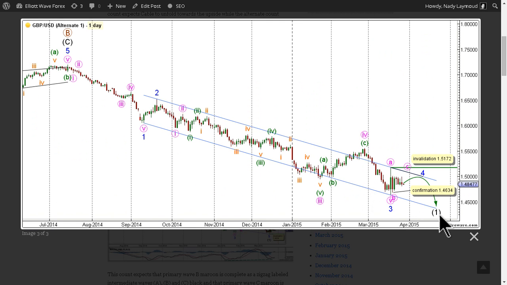and the alternate daily count expects that intermediate wave 1 blue is incomplete, and that intermediate wave 1 blue is unfolding as an impulse labeled waves 1 through 5 blue, with waves 1 through 3 blue complete, and wave 4 blue is underway. Wave 1 blue unfolded as an impulse labeled waves 1 through 5 pink, and as well wave 3 blue unfolded as an impulse labeled waves 1 through 5 pink. Wave 3 pink unfolded as an impulse labeled waves 1 through 5 green, with wave 3 green unfolding as an impulse labeled waves 1 through 5 orange, and as well wave 5 green unfolded as an impulse toward the downside labeled waves 1 through 5 orange.